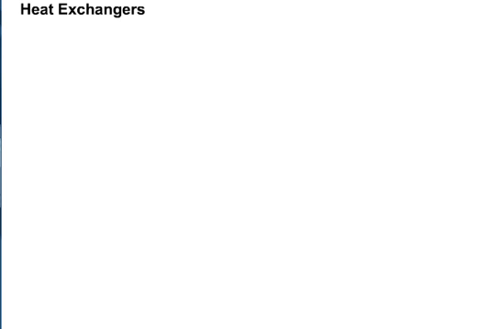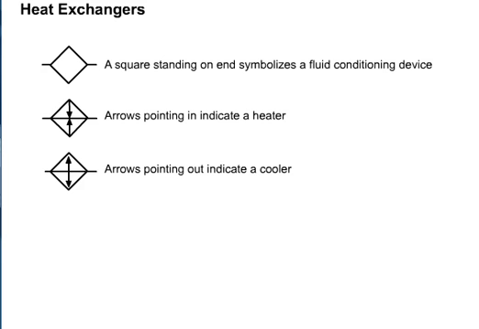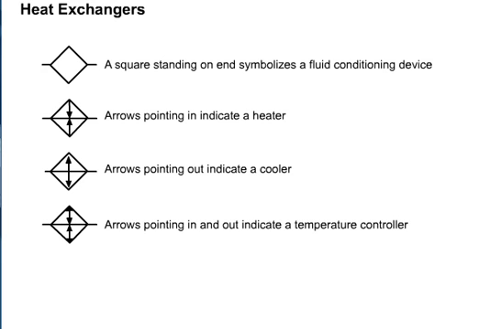Heat exchangers. Hydraulic heat exchangers may be considered coolers or heaters. Their graphic symbols are often confused. As with a filter, the base symbol is shown as a square on end. Arrows pointing in indicate the introduction of heat, or a heater. Arrows pointing out indicate heat dissipating, or a cooler. Arrows pointing in and out would indicate a temperature controller, or temperature that is maintained between two predetermined limits.